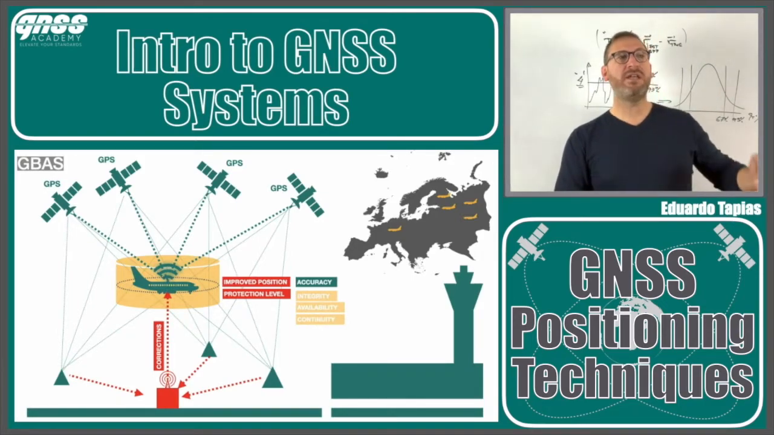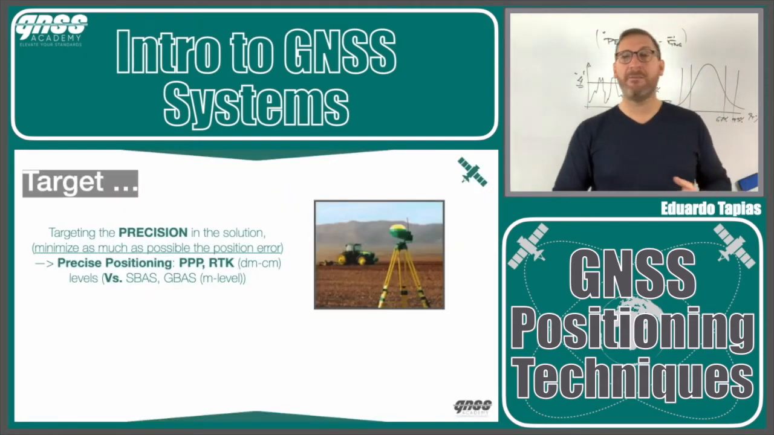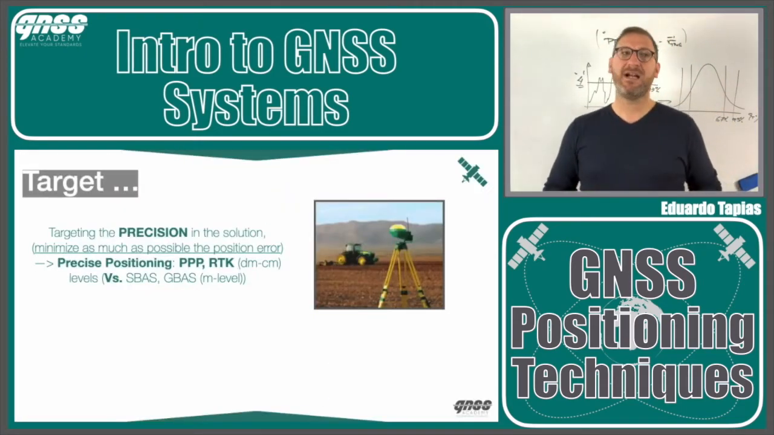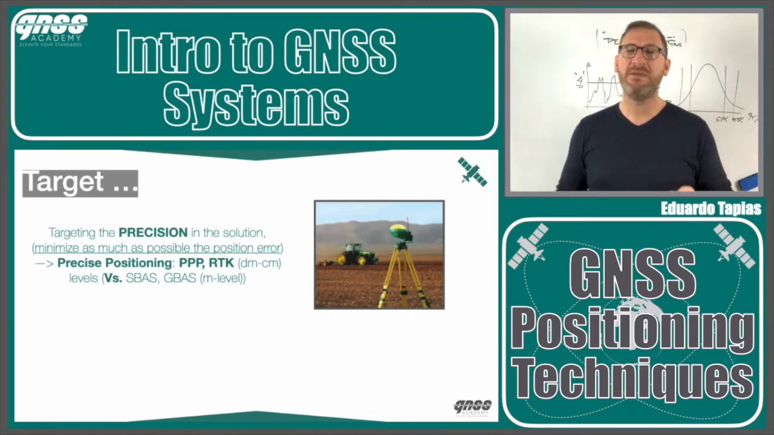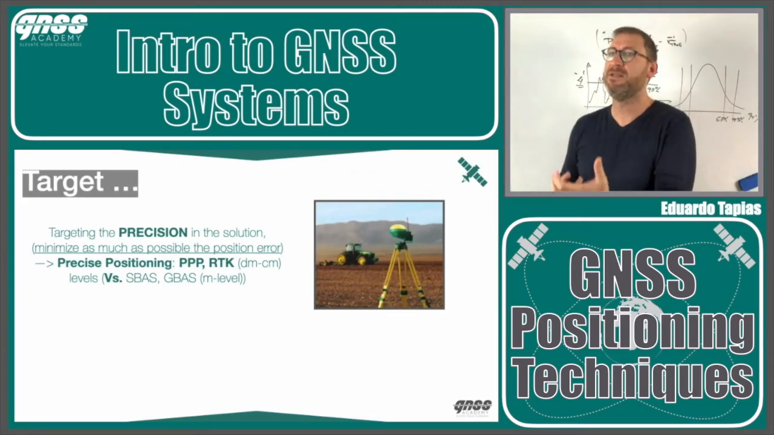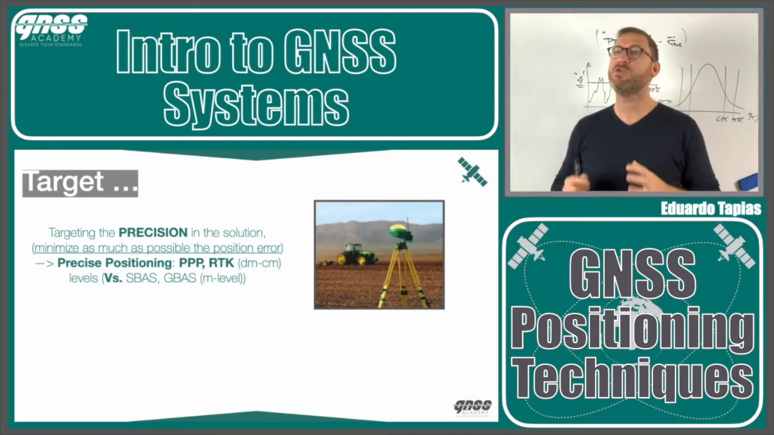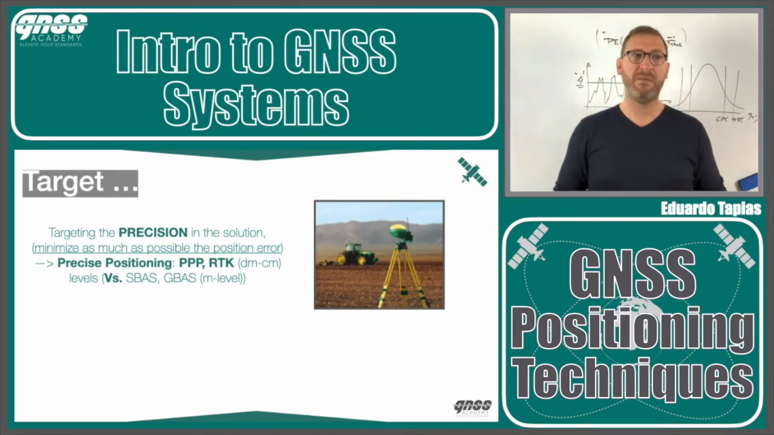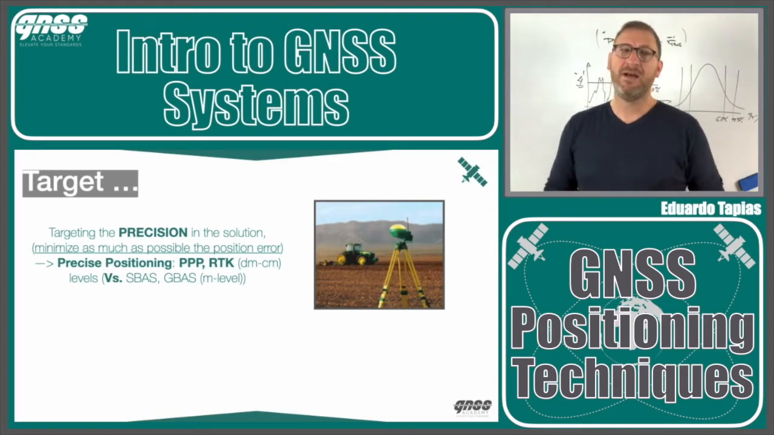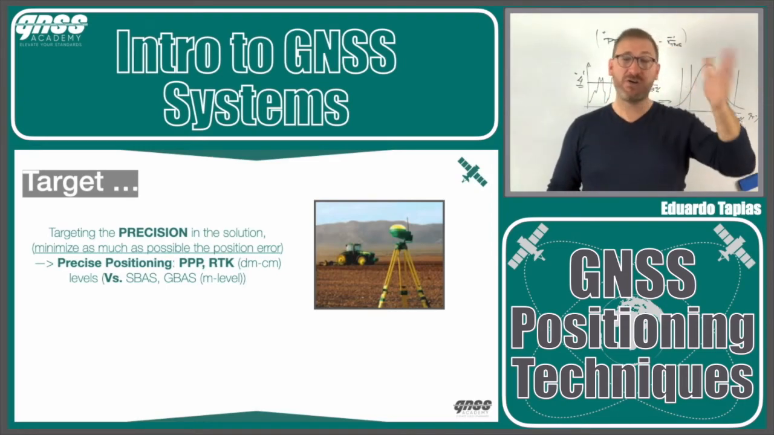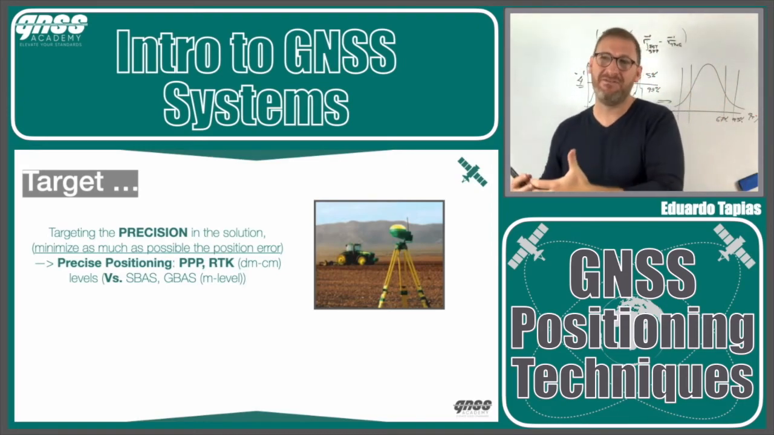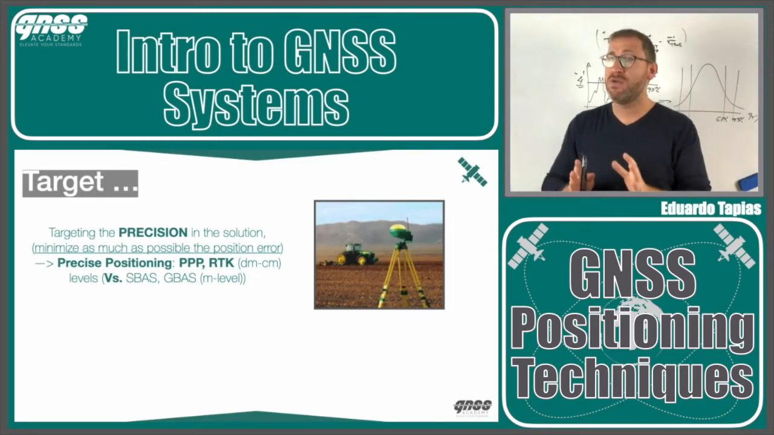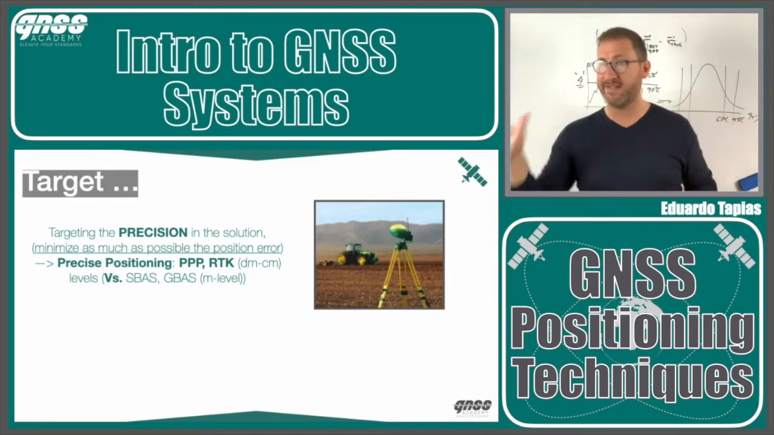We can also decompose the techniques by their target. There are some techniques that are targeting precision. Say, okay, I want to have precision. What does precision mean? It means centimeter level, decimeter level precision. In this particular case, we have to use PPP techniques or RTK techniques, okay? Versus SBAS or GBAS, they are meter level. Then, depending on the precision I want, I will use one technique or another.